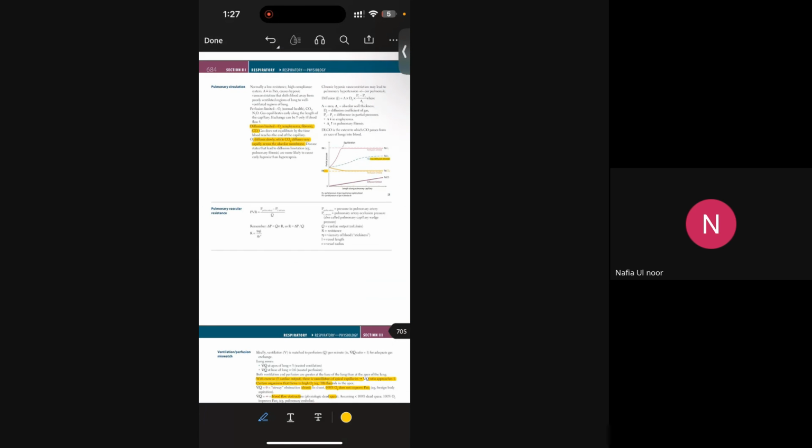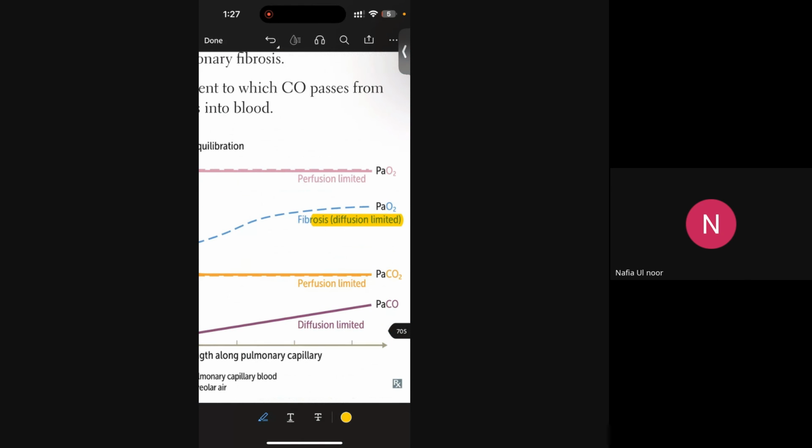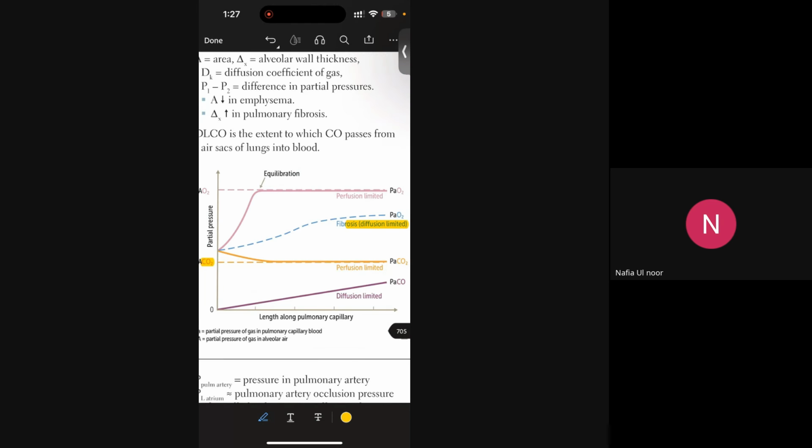Diffusion-limited oxygen. Oxygen requires time for diffusion. Suppose there is a shop, and if you need to pick 10 things from that shop, you require 8 minutes. But if you stay at that shop only for 5 minutes, how many things can you pick up at that place? It should be less than 10, right? The same thing happens with oxygen.